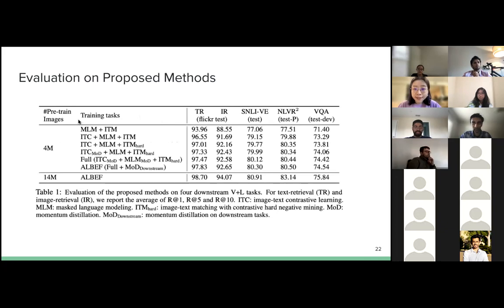So they did evaluation of different vision and language tasks using different combinations of the training objectives that I just talked about. They tried different combinations of the 3 objectives. They also tried it with or without the momentum distillation. But of course, you probably already know the best performance is achieved by the ALBEF model, which stands for using all three objectives with the momentum distillation on image text contrastive learning and masked language modeling, plus a momentum distillation step on the downstream tasks as well.